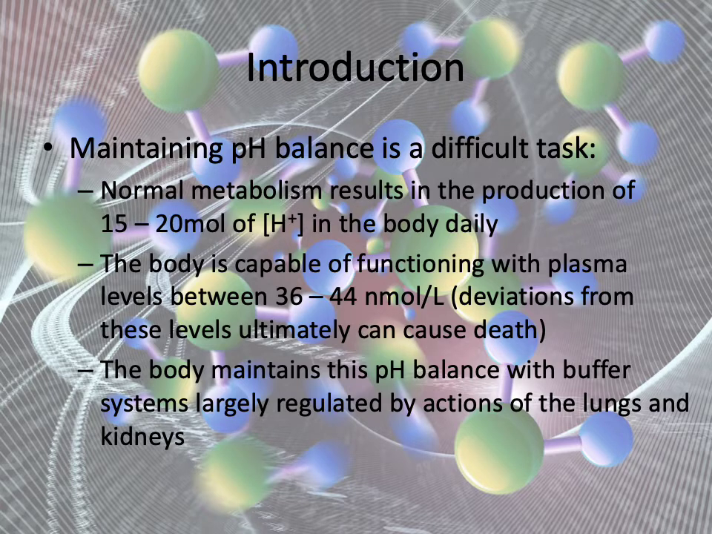The body maintains its pH balance with buffer systems that are largely regulated by two major organs or organ systems. You've got the lungs and you've got the kidneys. It's imperative that you remember that for always. The two major organs in the body that have the greatest effect on maintaining acid-base balance are the lungs and the kidneys. Highlight that, underline it, circle it, never forget it. Those are really important to remember, okay? Lungs and the kidneys.